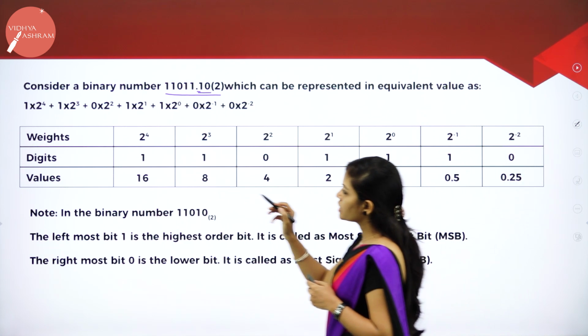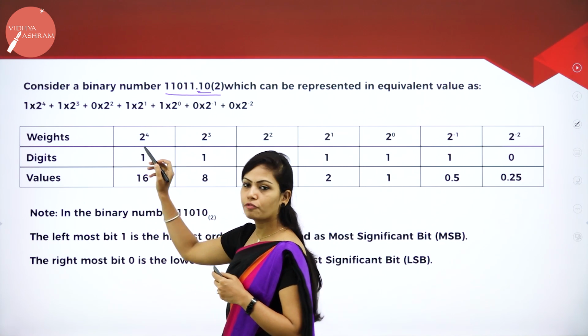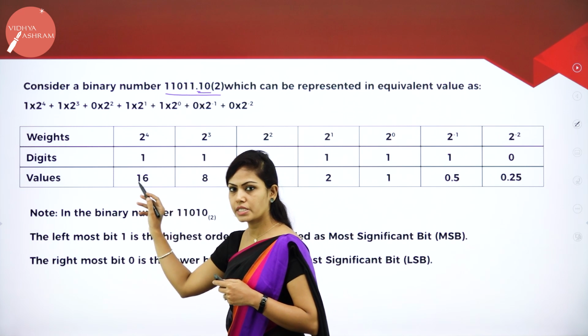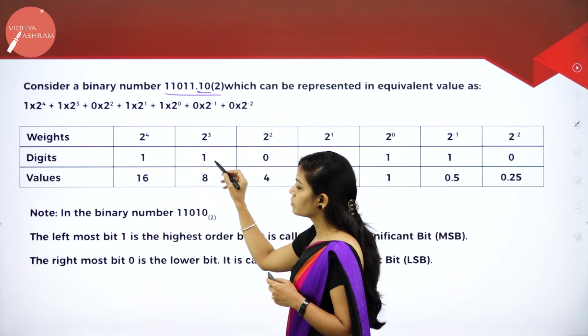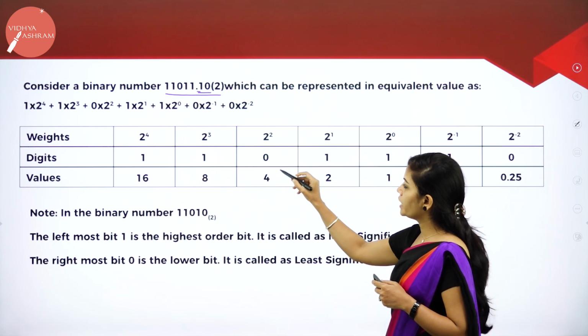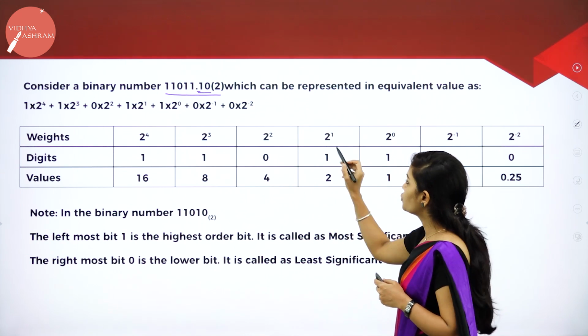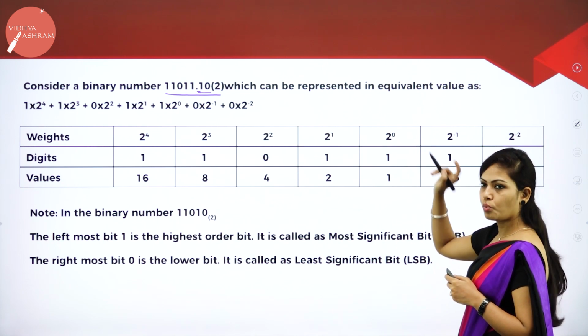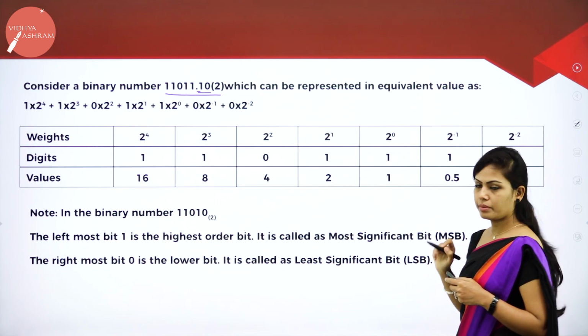So what is 2 power 4? 2 power 4 is 16. 16 into 1 is 16 only. So the value is 16. 2 power 3 means 8. 8 into 1 is 8. 2 power 2 is 4. 4 into 0 you will get 0. 2 power 1 is 2. 2 into 1 is 2. 2 power 0 is 1. 1 into 1 is 1.